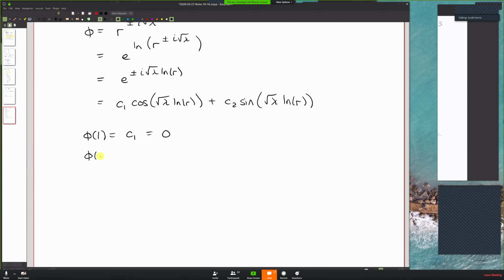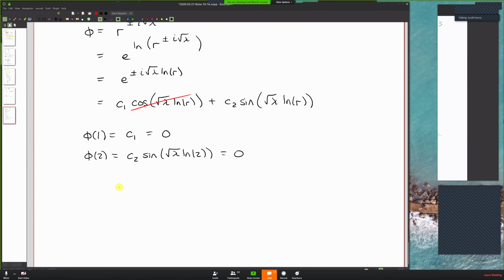Then I have phi of 2. Let me just go ahead and cross that out. So what is phi of 2? Well, it's C2 sine of root lambda natural log of 2, which also has to equal 0. I'd really rather not set C2 equal to 0 because then I'd have the trivial solution. Is there another way to make this true?